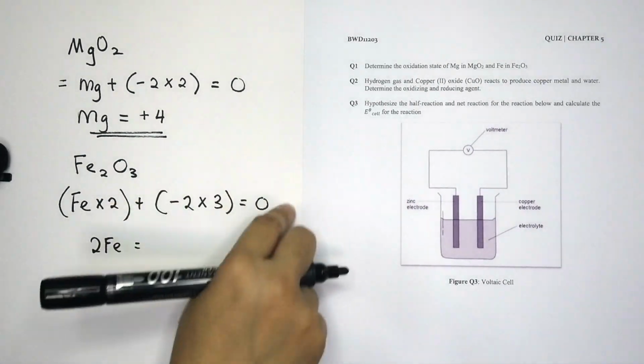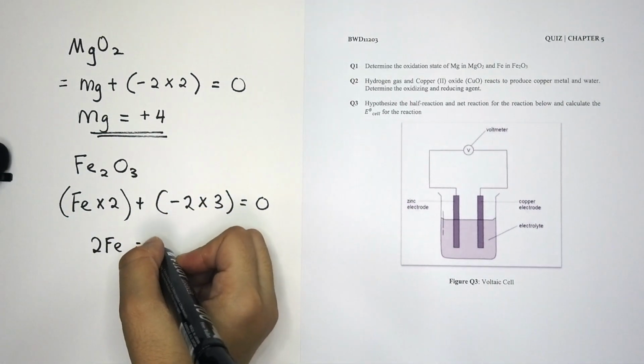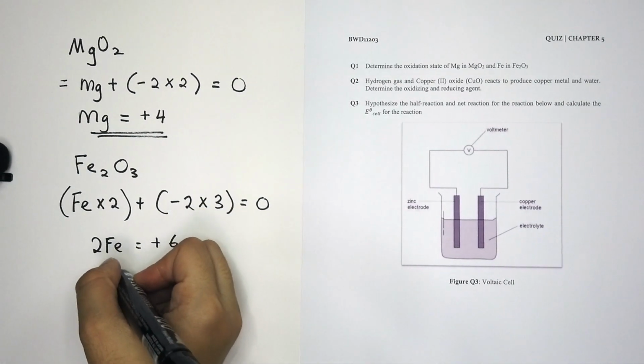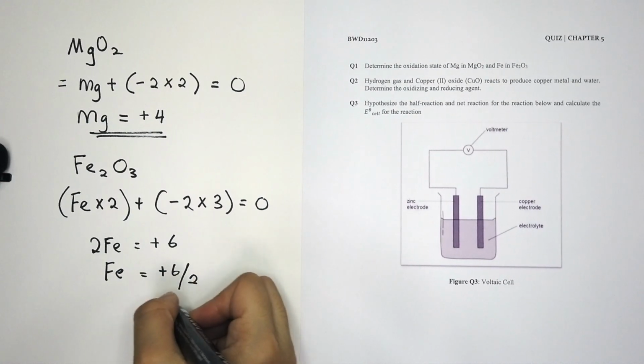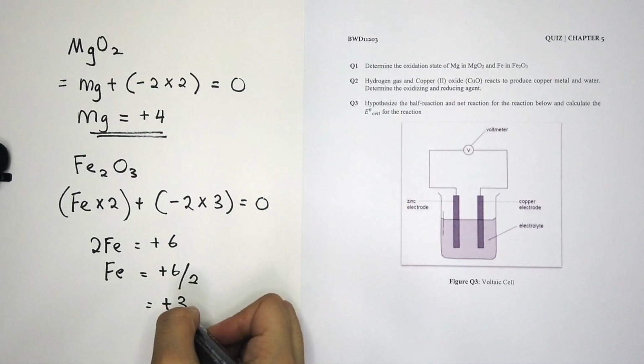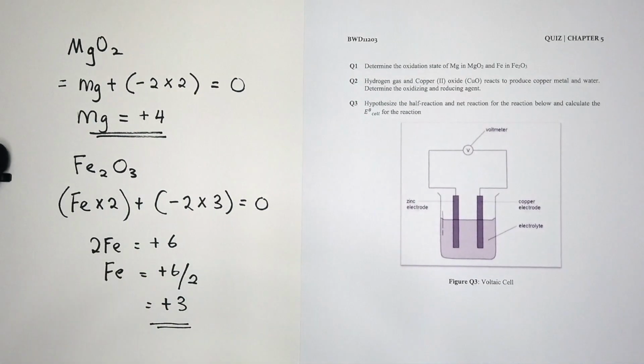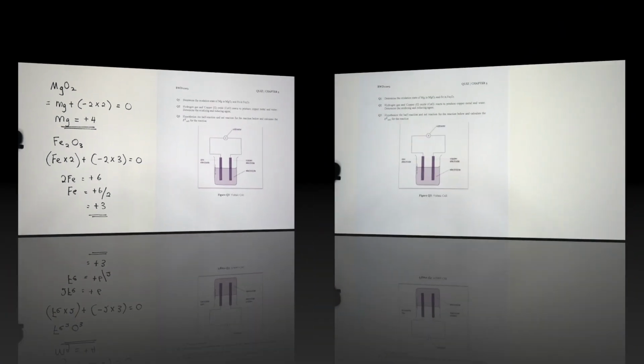So going over there, +6. So you will get your Fe equivalent to +6 divided by 2, +3. So this is the answer for the first question.